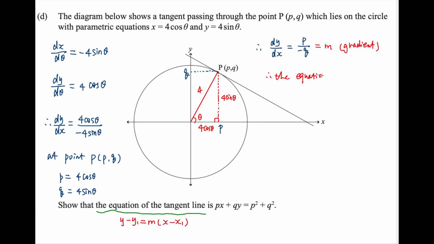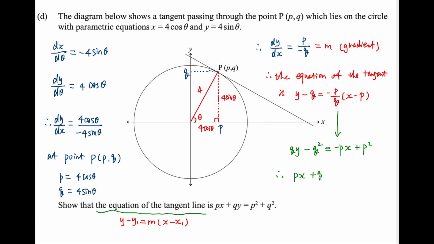The equation of the tangent is y minus y1, which is q, equals m, which is negative p over q, and then bracket x minus p. So we try to rearrange and then simplify. Multiply q on both sides, so qy minus q squared equals, get rid of the bracket, negative px plus negative p times negative p, which is p squared. So px plus qy should equal p squared plus q squared.